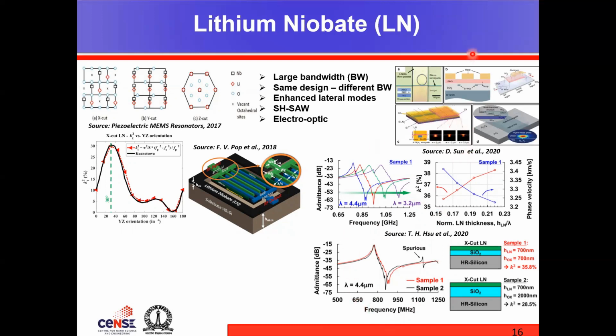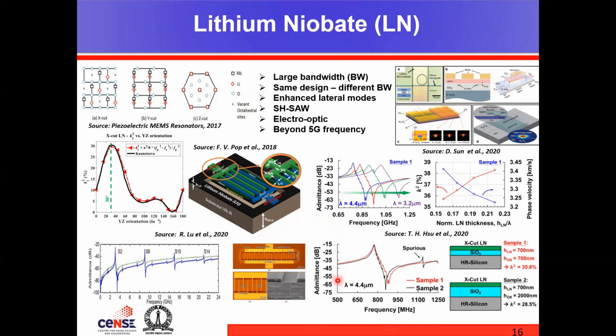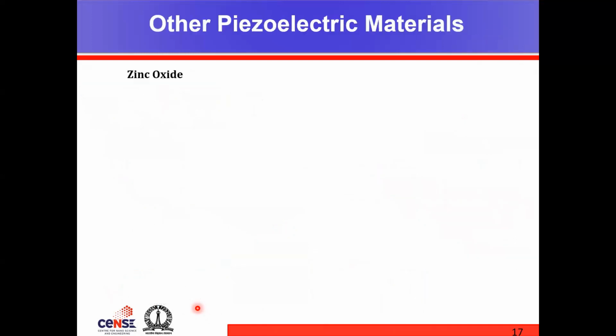Lithium niobate is also a commonly used material in optics. This is an interesting work where higher order Lamb wave modes have been explored to reach frequencies beyond 20 gigahertz. Now, this opens up applications in a relatively new, unexplored frequency scale for MEMS devices.